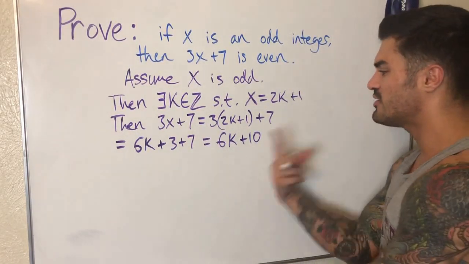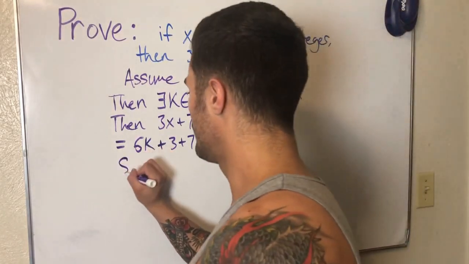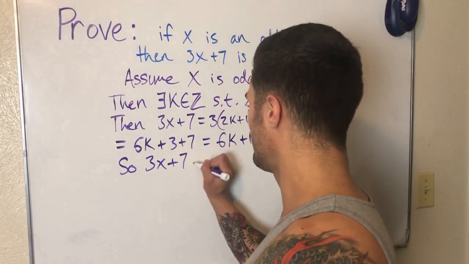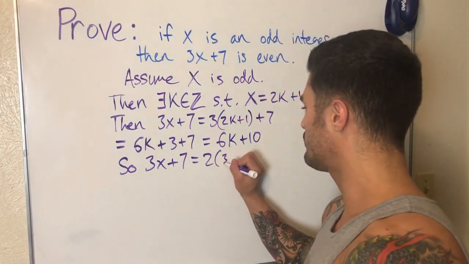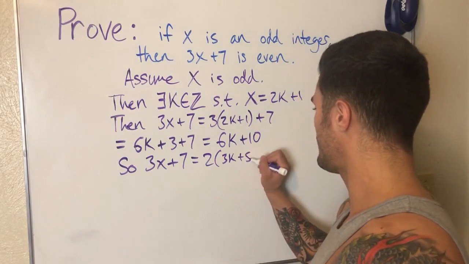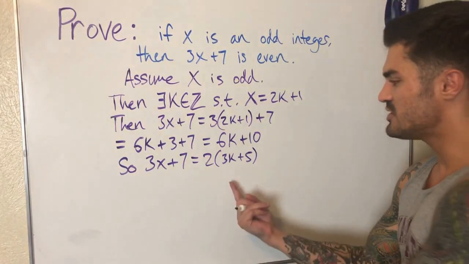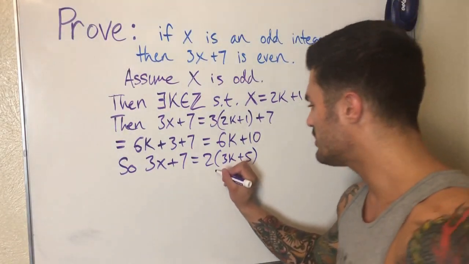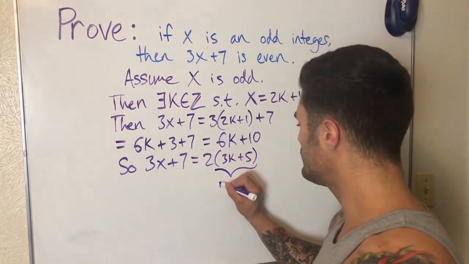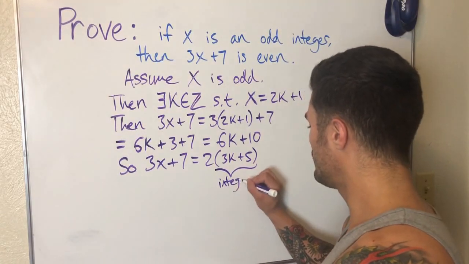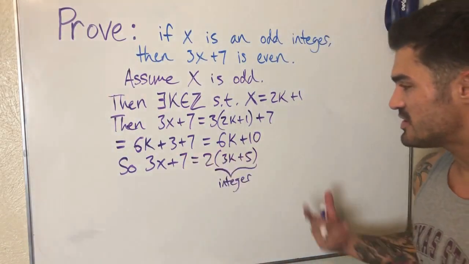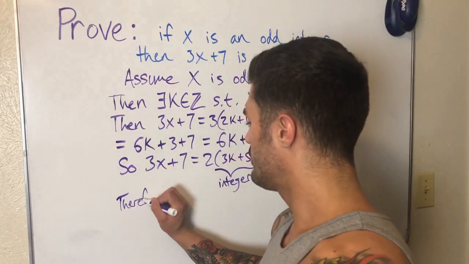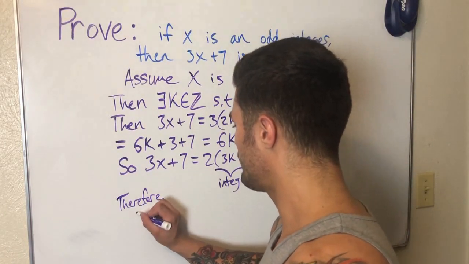2 times an integer? I think I can factor out a 2 from here. So let's see if that does it. So 3x plus 7 equals 2 times (3k plus 5). Is this an integer? Let's see. 3 times an integer, that's an integer. Plus 5, yeah, this is an integer. Yay, integer. 2 times an integer. That means it's even. Therefore 3x plus 7 is even.